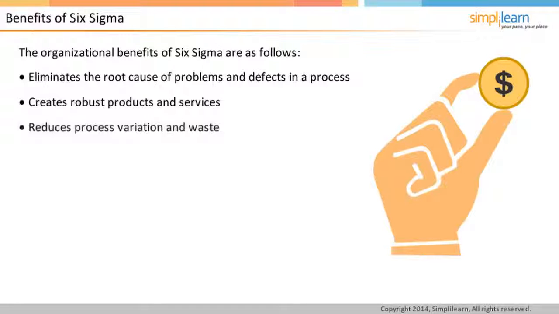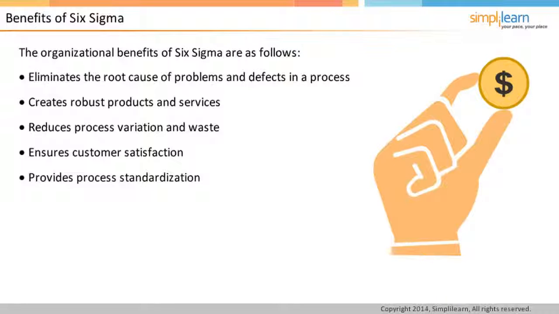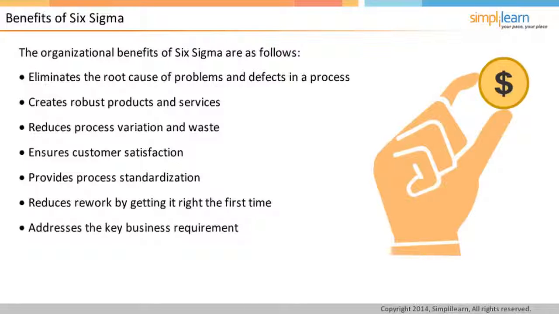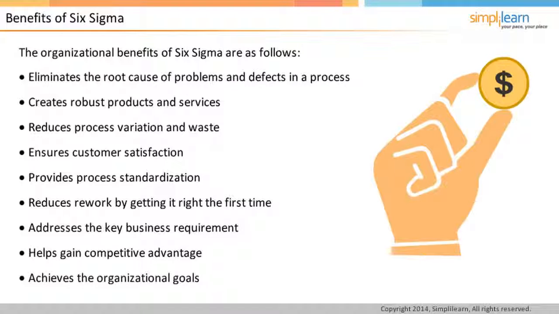Using Six Sigma reduces variation in a process and thereby reduces waste in a process. It ensures customer satisfaction and provides process standardization. Rework is substantially reduced because one gets it right the very first time. Further, Six Sigma addresses the key business requirement. Six Sigma can also be used by organizations to gain advantage and become world leaders in their respective fields. Ultimately, the whole Six Sigma process is to satisfy customers and achieve organizational goals. In the next screen, let us understand Six Sigma and quality.